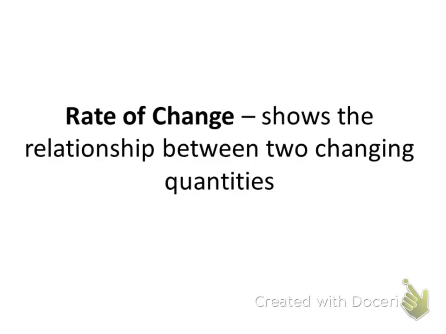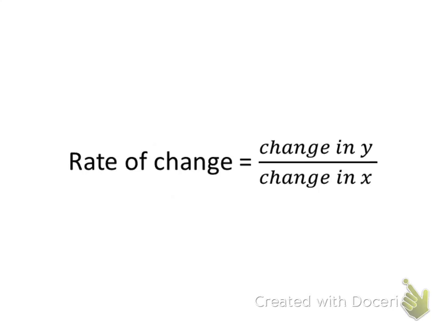Here we go. Rate of change shows the relationship between two changing quantities. The quantities we're looking at today are x and y quantities. So this is how you're going to find the rate of change. We put the y's on top. That's kind of the tricky part. Remember, y's always go on top. We're writing the change in the y values on top of the change in the x values. So remember, y is on top, x is on the bottom.